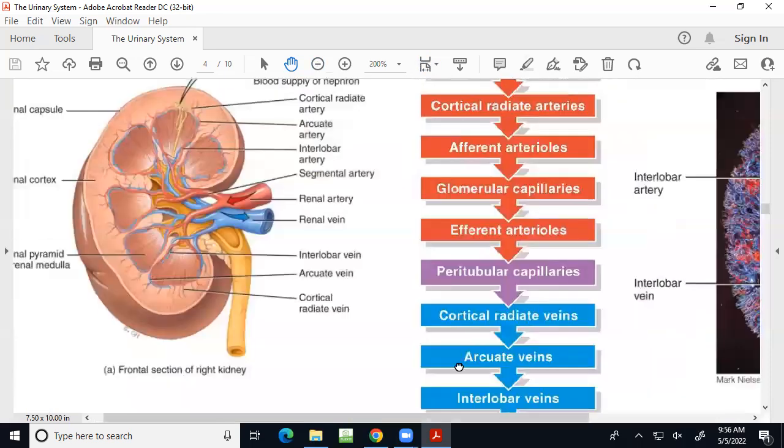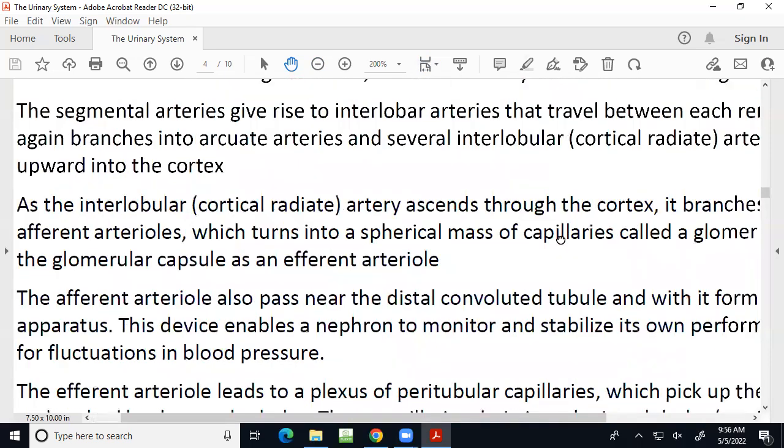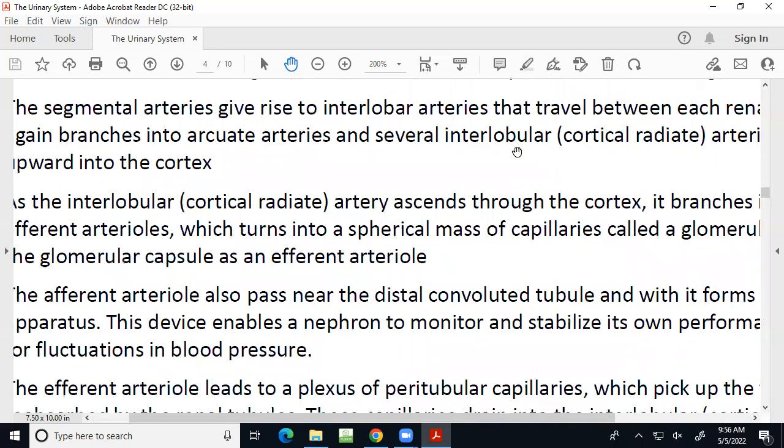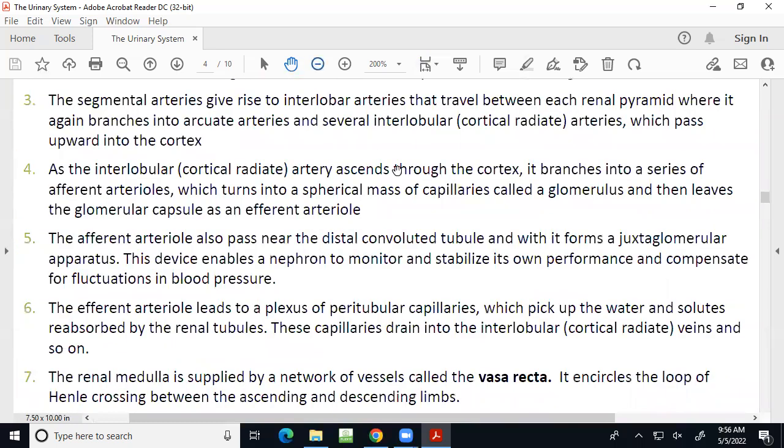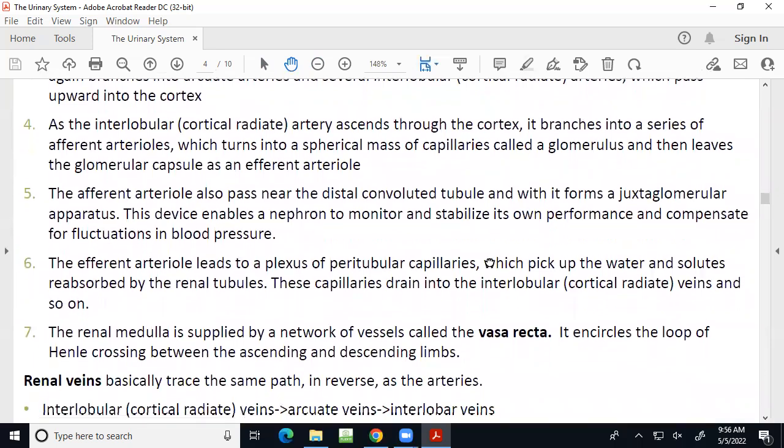which, as you can see above, also go by interlobular, which I'm guessing they've tried to go away from because it's really confusing when you have interlobar and interlobular, and those words sound very similar. But I wanted to make sure you know that that's also a term that you'll see for these cortical radiate arteries.